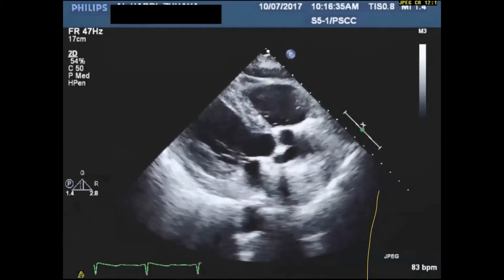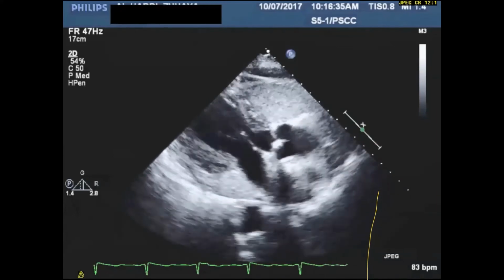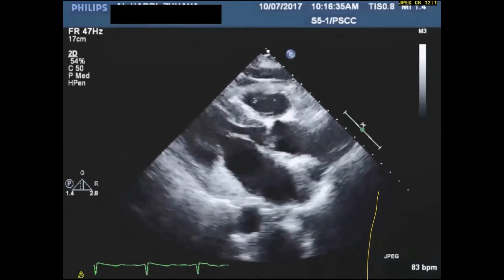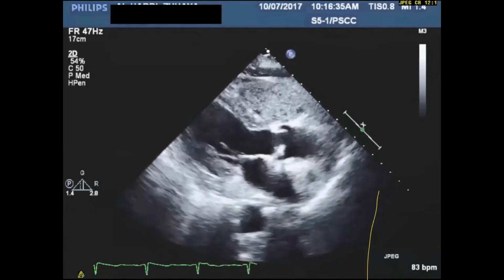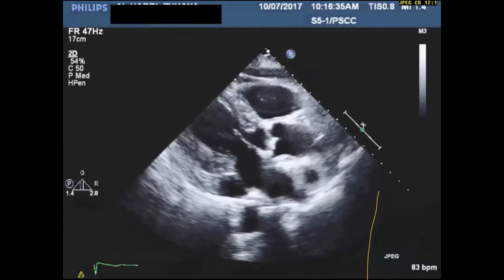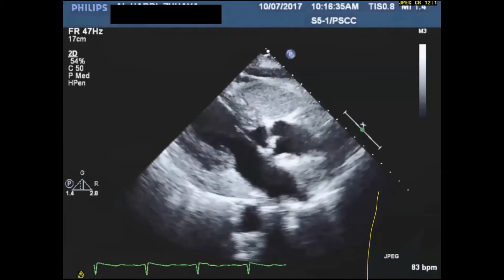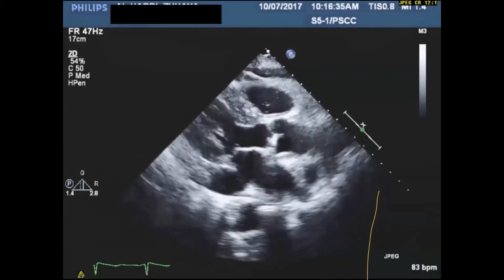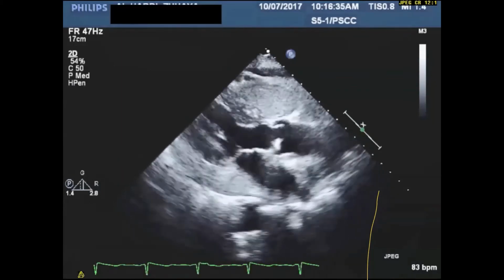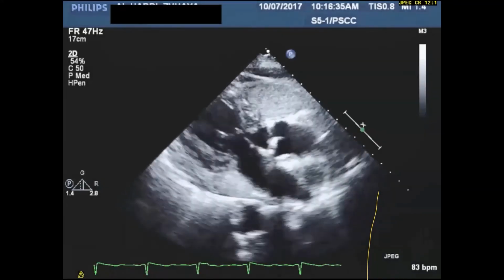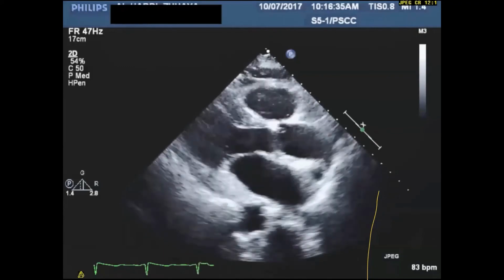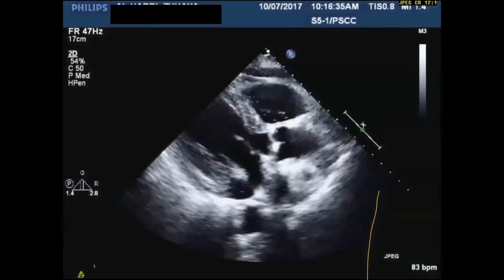Yes. Okay. So what do you see? The flow goes to the... Sorry? The agitated saline being seen in the coronary sinus. Then in the right side. Very good.